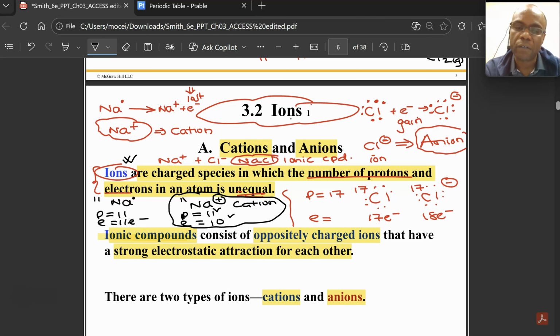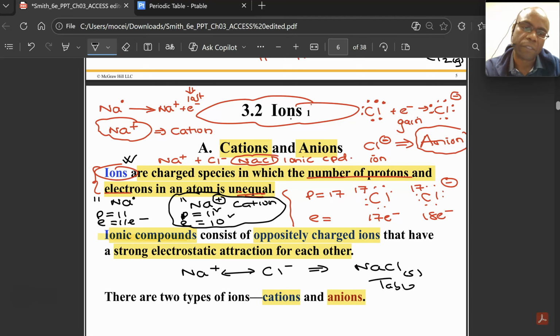Point 2, ionic compounds consist of positively and negatively charged ions that have a strong electrostatic attraction to each other. Correct. Na+ and Cl- will have a very strong electrostatic attraction to each other, and they attract to give you a crystal of sodium chloride, what we call table salt in the real world. So like I said, the positively charged ion is a cation, the negatively charged ion is an anion.